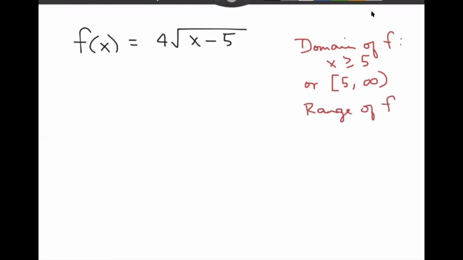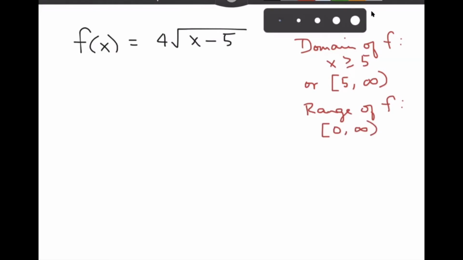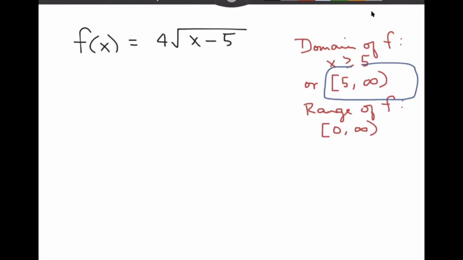The range of f, well, what kind of number can you get out of a square root? You can get any number that's greater than or equal to 0. And that won't change when you multiply that number by 4. So the range of f is the interval from 0 to infinity, including 0. And so now we have already answered one of the later parts of the question. This interval is going to be the range of f inverse. We don't even have f inverse yet, but we already know its range.